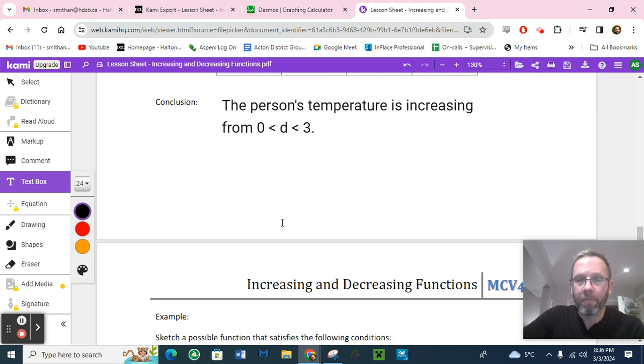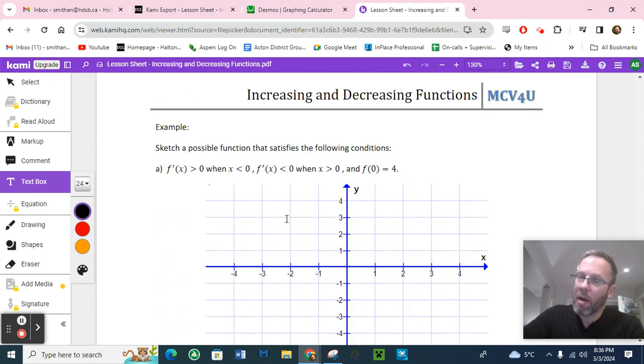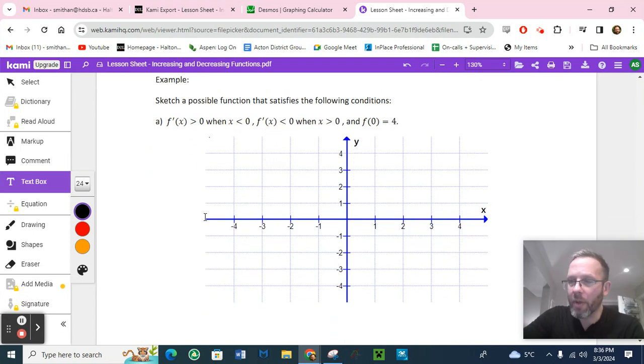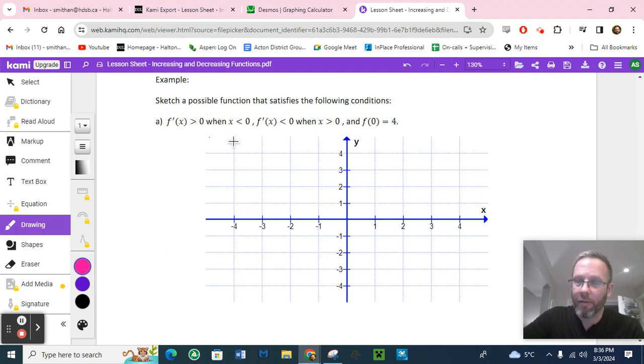Okay, so let's do a couple more exercises. So in this question, we have some conditions to be met, and we're going to graph a possible function that satisfies these conditions. So what I'd like you to do is, in a second, pause the video, and think about what this information that we're given actually tells us.